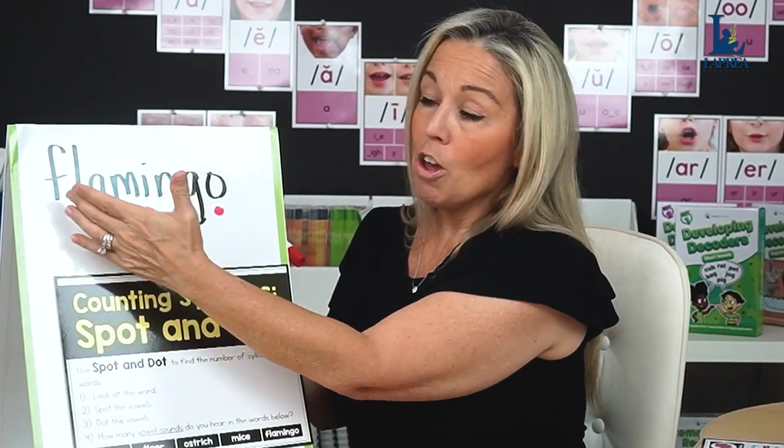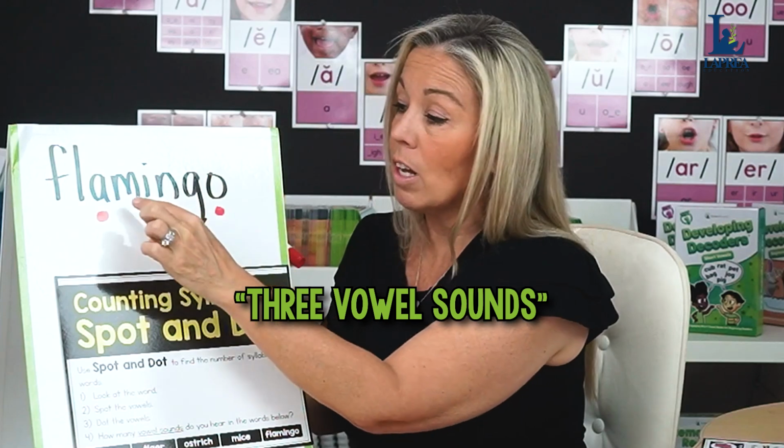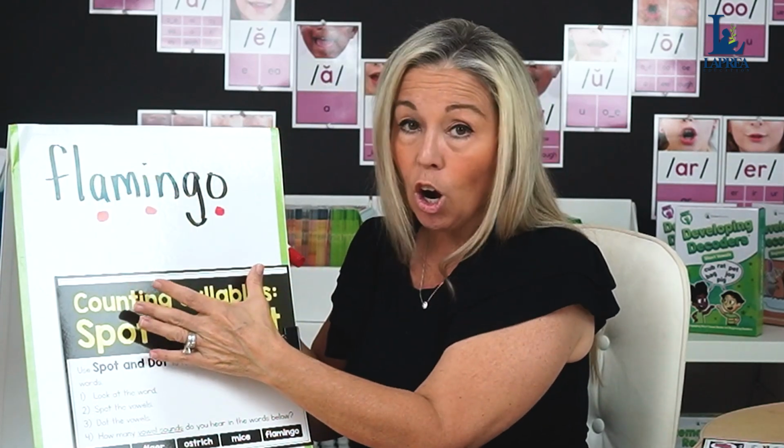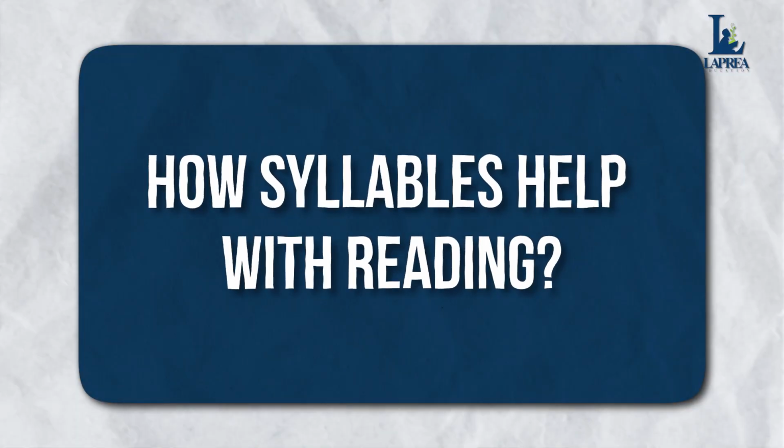So we have flamingo. We have three different vowel sounds: the A, the I, and the O. So the word flamingo has three syllables because it contains three vowel sounds. Three vowel sounds.